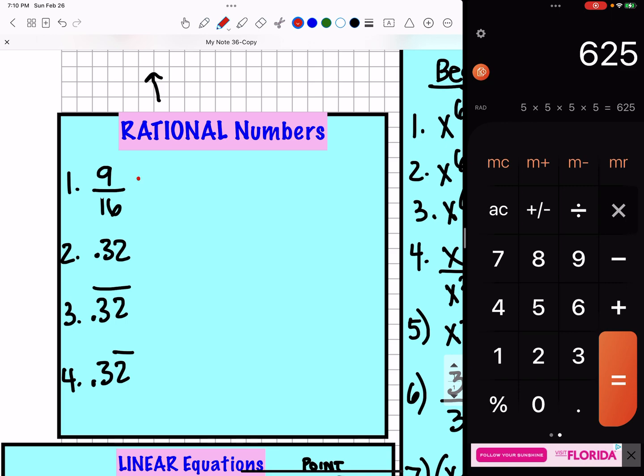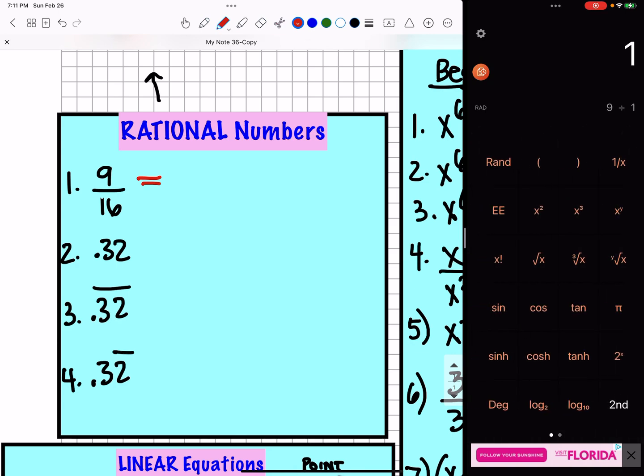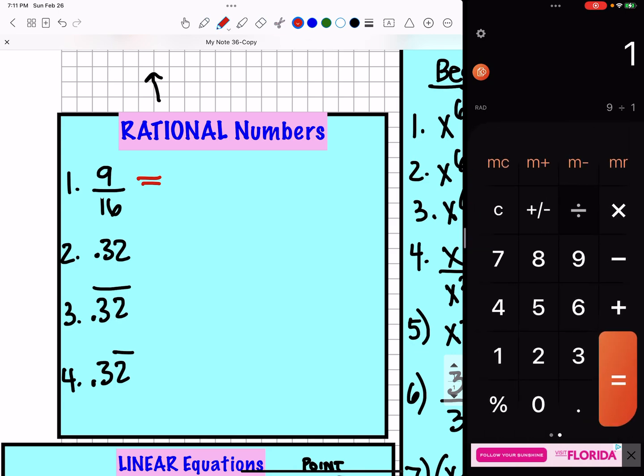How do you turn decimals into fractions? Well, over here on the other side of my paper, I'm just going to go 9 divided by 16. 9 divided by 16 is 0.5625. So that's 9/16 as a decimal. You just put it in your fraction. That's just division.